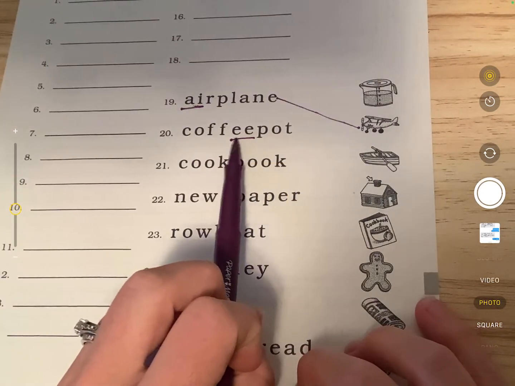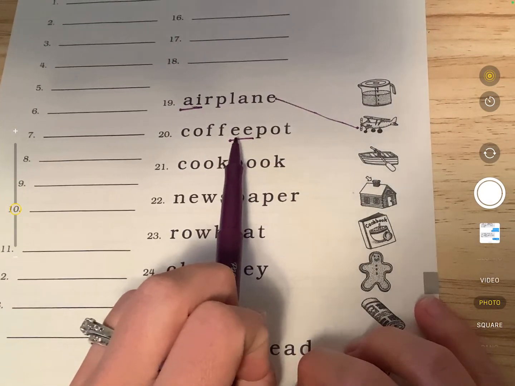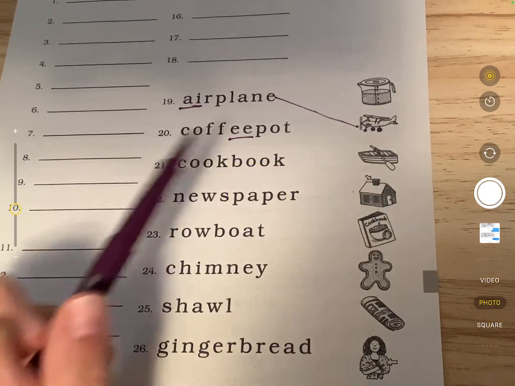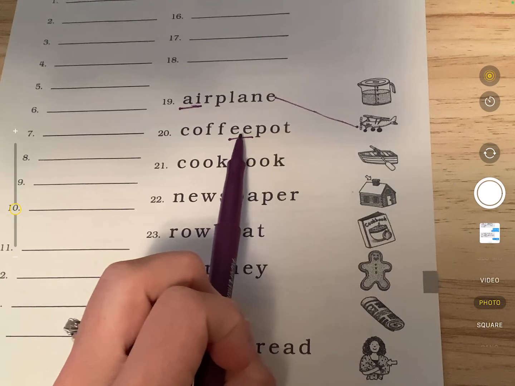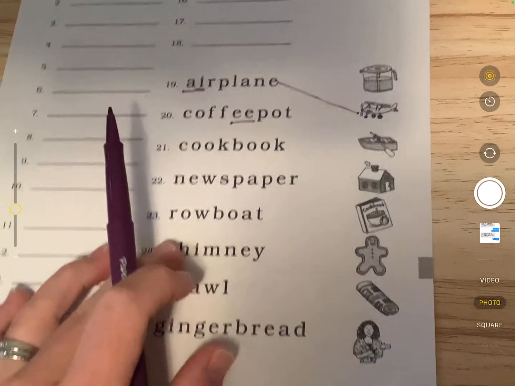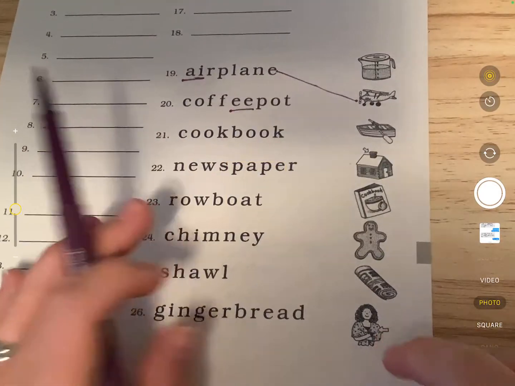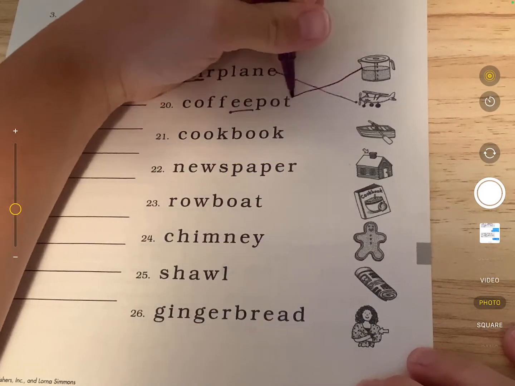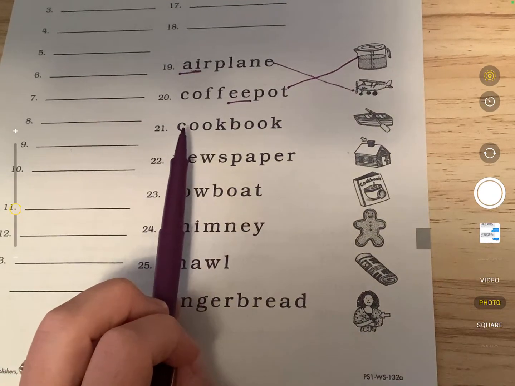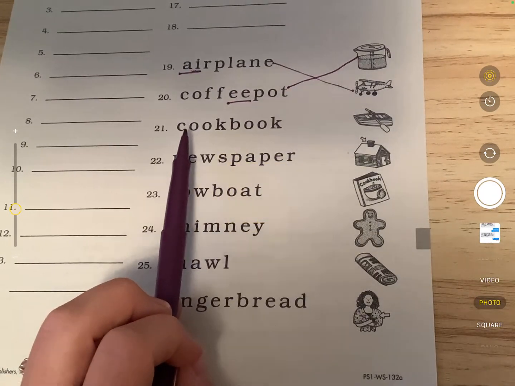E is the vowel digraph. And Aiden, what does E say? E says E. Good job. This is the word coffee pot. You see the picture of the coffee pot over here, Aiden? If you haven't connected it yet, go ahead and do that. Nice job.